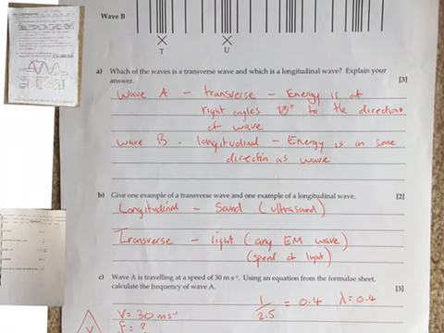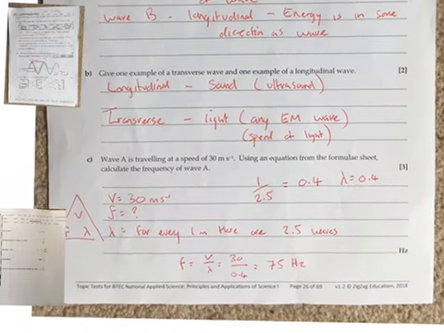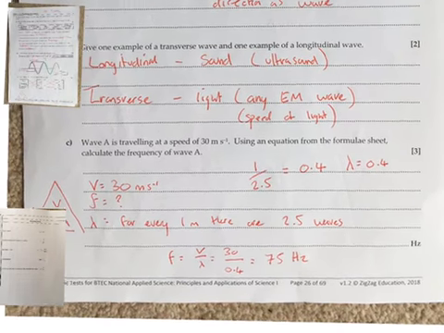Give an example of a transverse wave, an example of a longitudinal. Well, sound is the big one for longitudinal, or you say ultrasound, and then transverse is any EM waves. So light, you can have radio waves, microwaves, any of those. Gamma rays is a transverse wave. I think you can use water as well, water waves, but I'd rather not go there, to be honest.